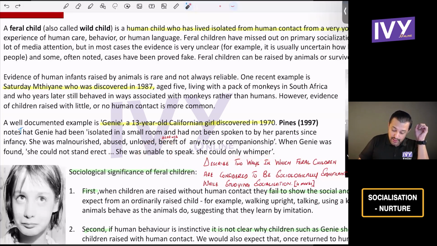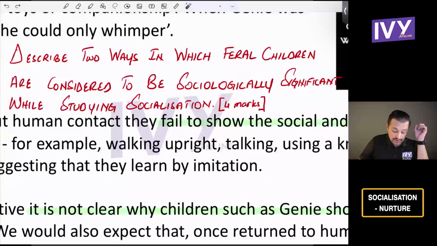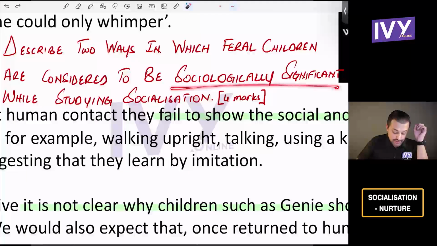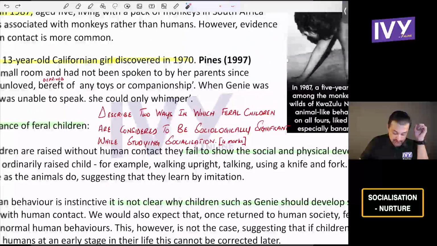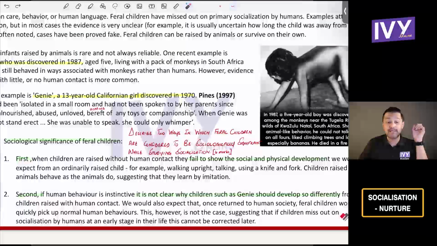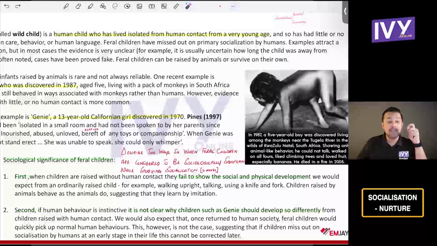So Jeannie was unable to speak, she could only whimper. Now, what if you get a question that says, describe 2 ways in which feral children are considered to be sociologically significant while studying socialization? So, the social significance of feral children. First, when children are raised without human contact, they fail to show the social and physical development we would expect from an ordinarily raised child, right?